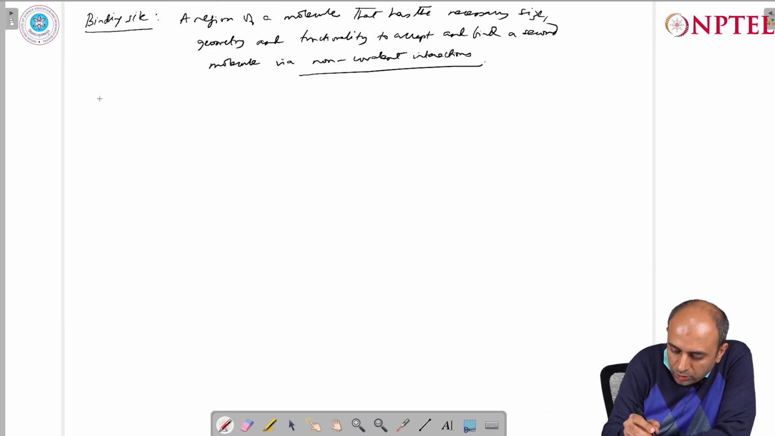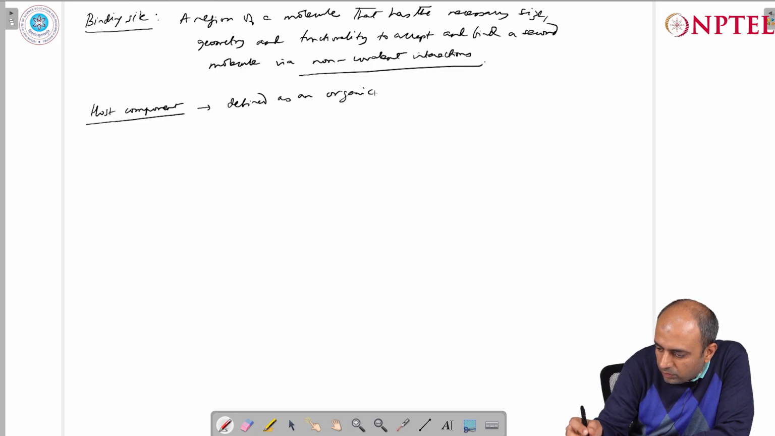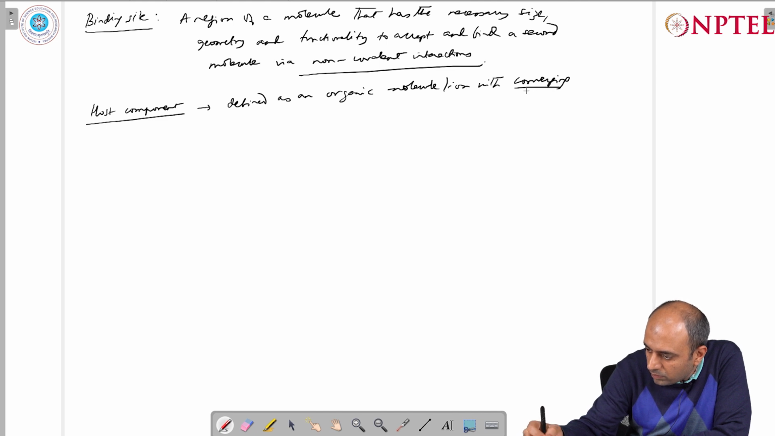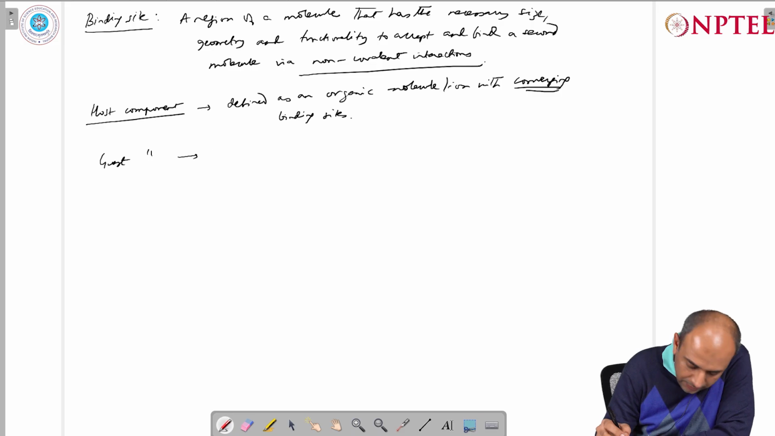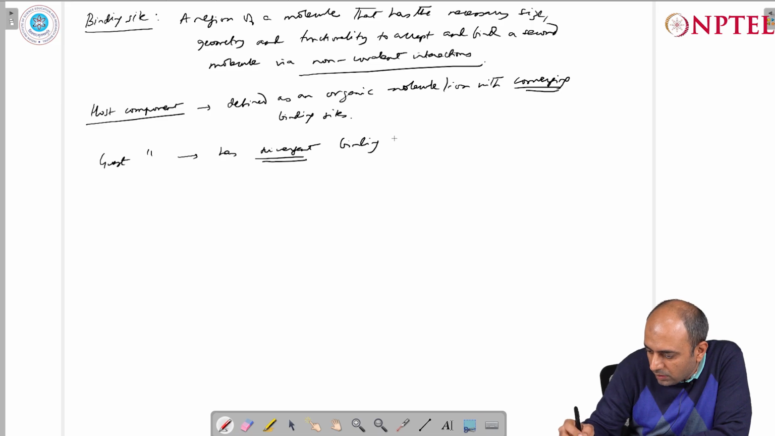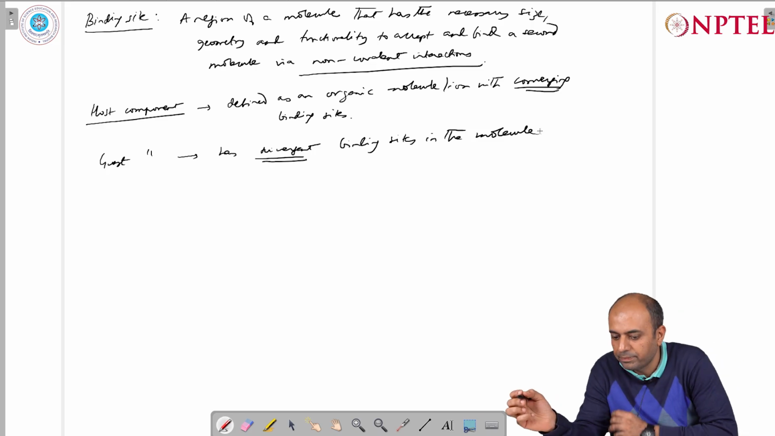And in this regard, the host component is defined as an organic molecule or an ion with converging binding sites, whereas the guest component has divergent binding sites in the molecule. Okay.